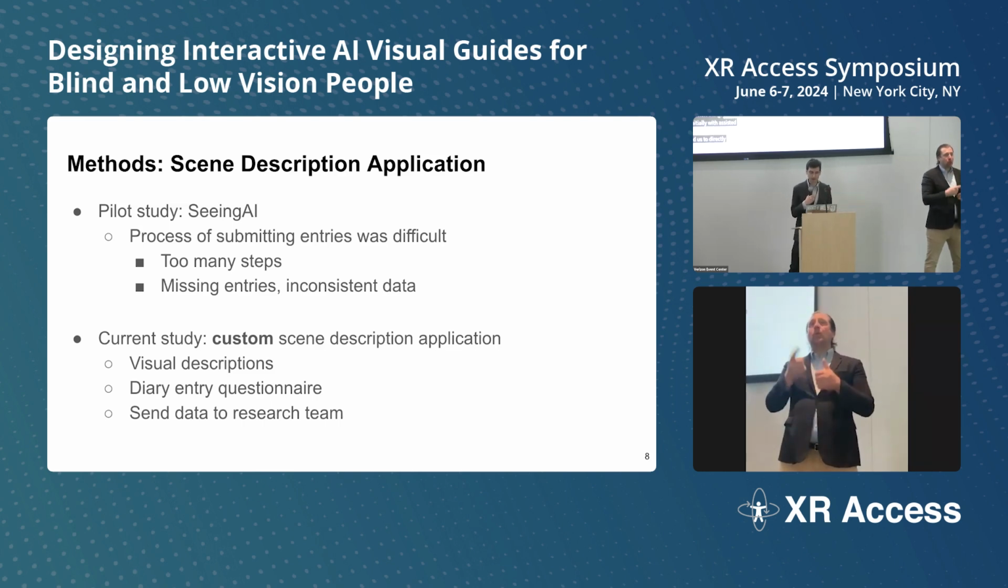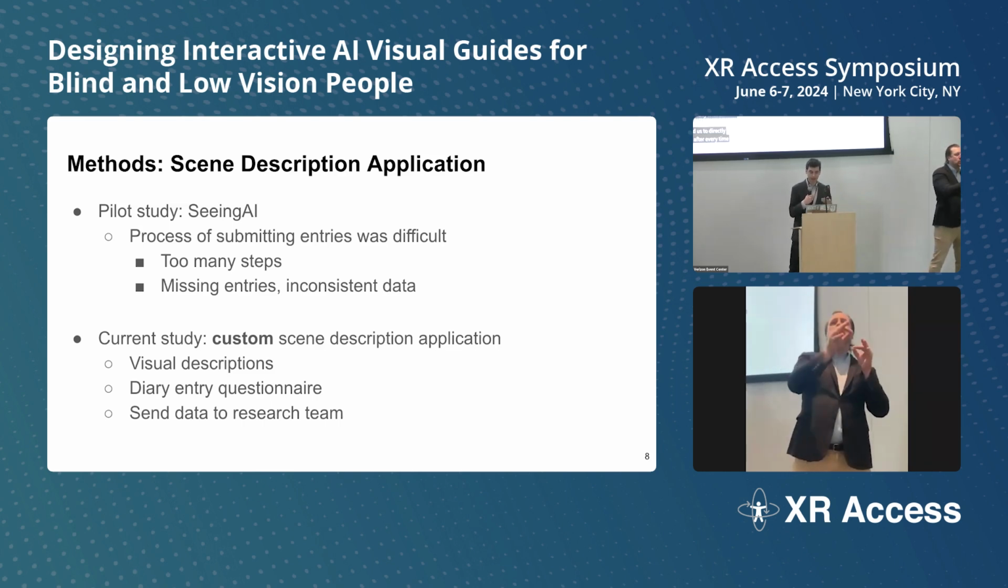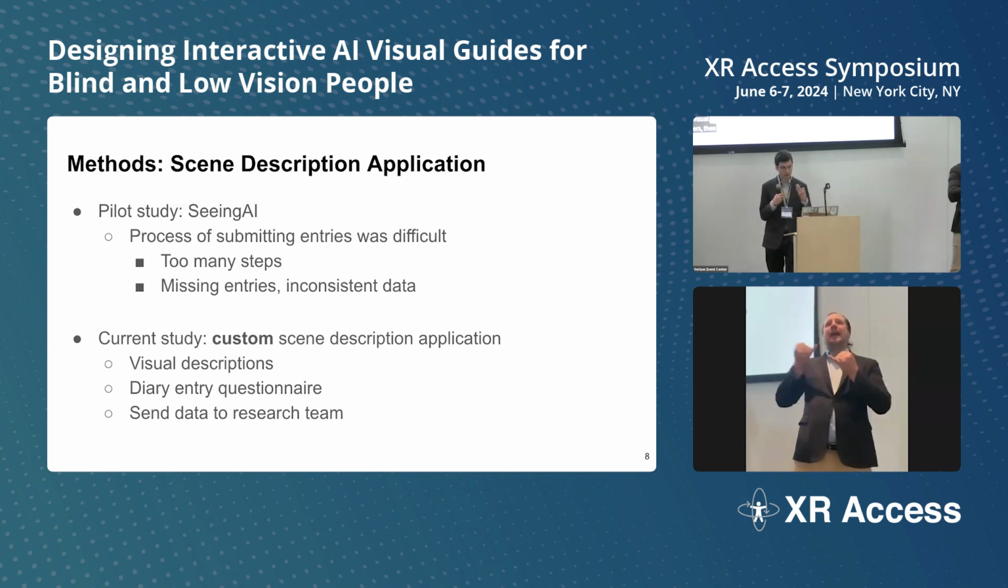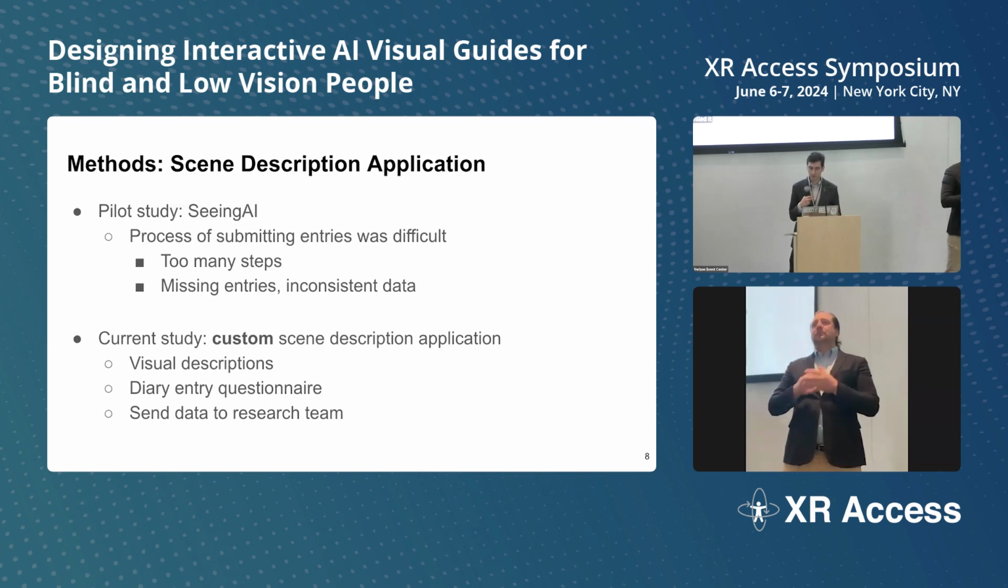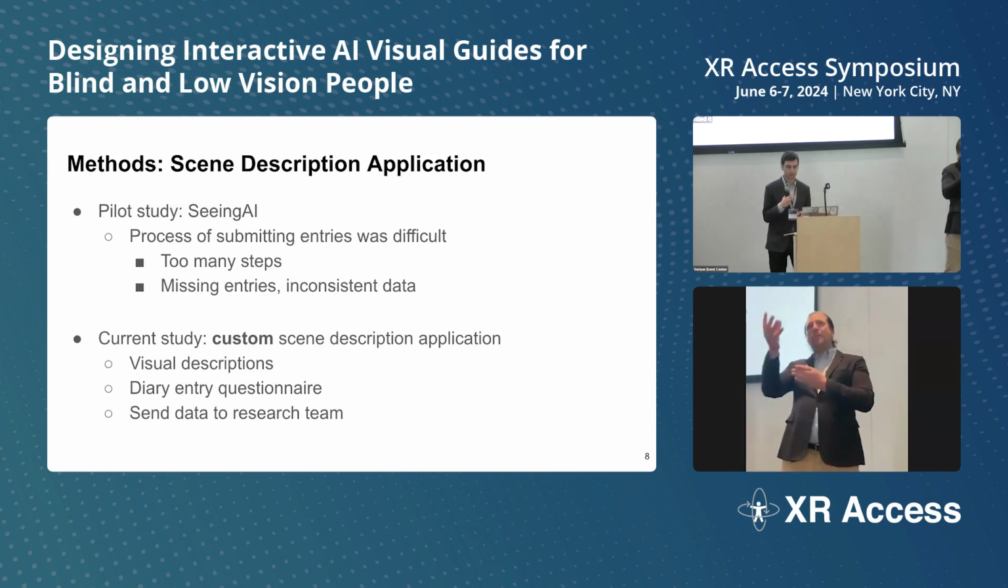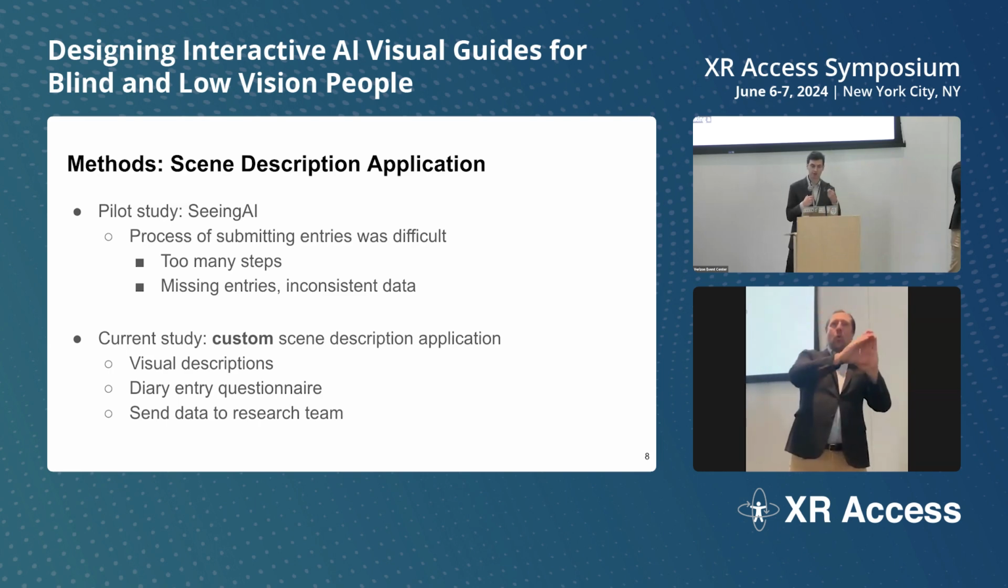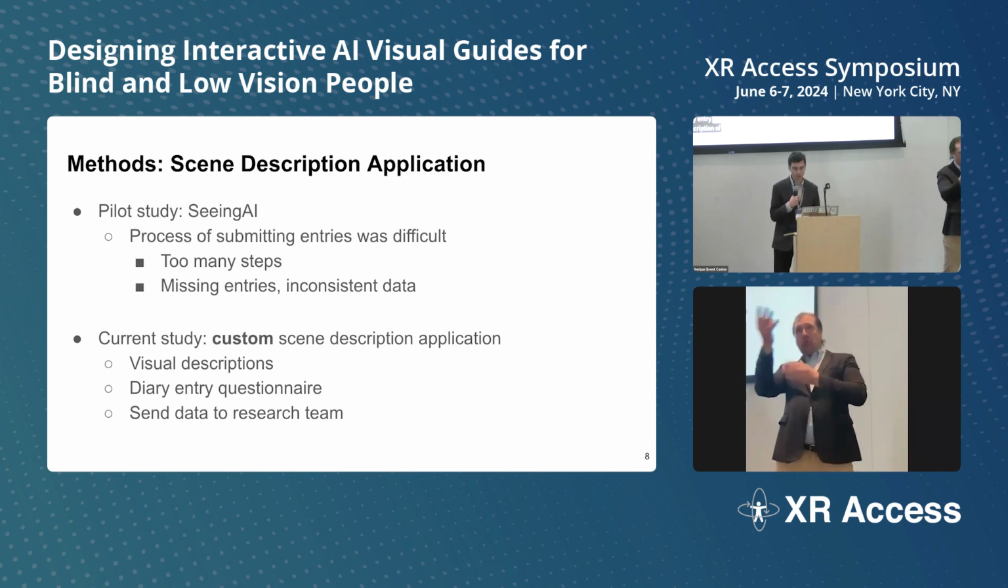The app first provided a visual description for the users and then brought them to a diary entry questionnaire where they filled it out. Finally, the app sent us all the data about the entry upon the submission and taking a photo. The data in each diary entry included a photo, a description of that photo, the participant's self-reported location, the information they wanted from the descriptions, scores for satisfaction and trust, and any additional comments.